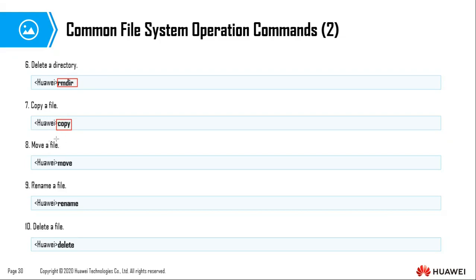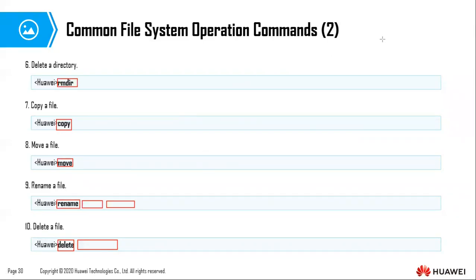Copy is used to copy a file. Move is used to move a file. So you say move, then the location where you want to move the file. Rename is used to rename a file. So rename, then you enter the old name, then the new name. For example, rename backup to backup 2020, something like that. Then you have delete, then the name of the file you want to delete together with the extension of that particular file. So delete really is used to delete a file.